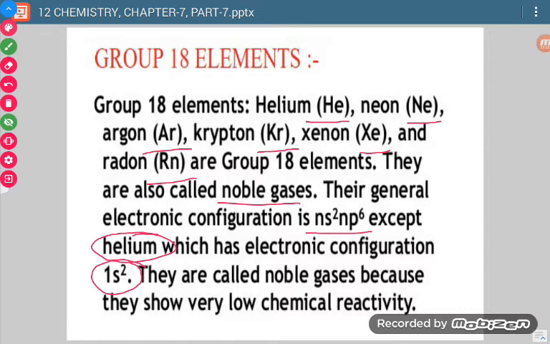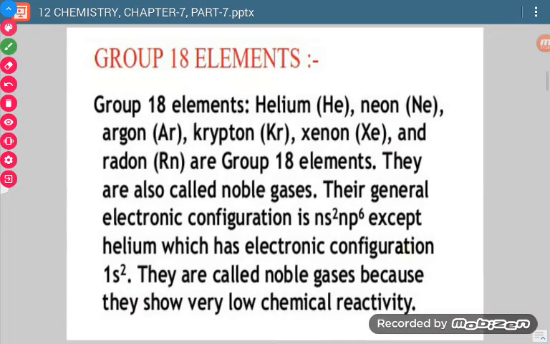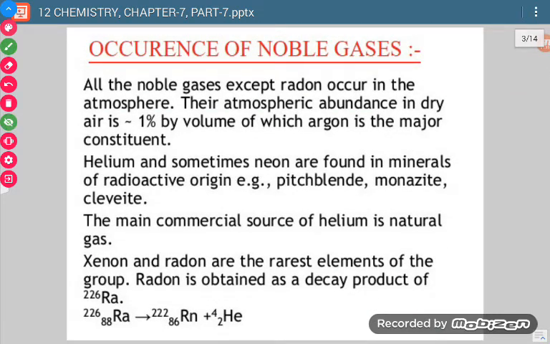Okay, now why do we call these noble gases? They are so called because they show very low chemical reactivity. They are not at all reactive, so they are called noble gases. Okay, now how do they occur in nature? All the noble gases except radon occur in the atmosphere. So radon is not found in the atmosphere, but all the other gases are found in the atmosphere.